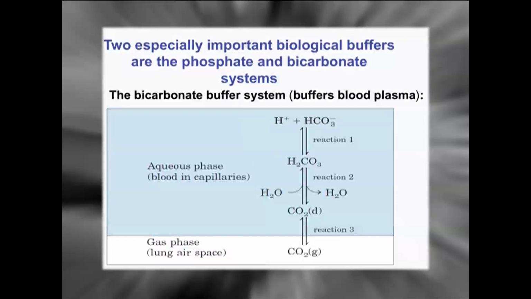See, here you have the bicarbonate ion, which accepts a proton to form carbonic acid. This is a reversible reaction. Now, this carbonic acid can lose a water molecule to form carbon dioxide. This carbon dioxide is dissolved carbon dioxide. Now, this dissolved carbon dioxide again is in equilibrium with the carbon dioxide present in the gas phase, in the lung air space. All these equilibria are in series and they can act as a buffer system.